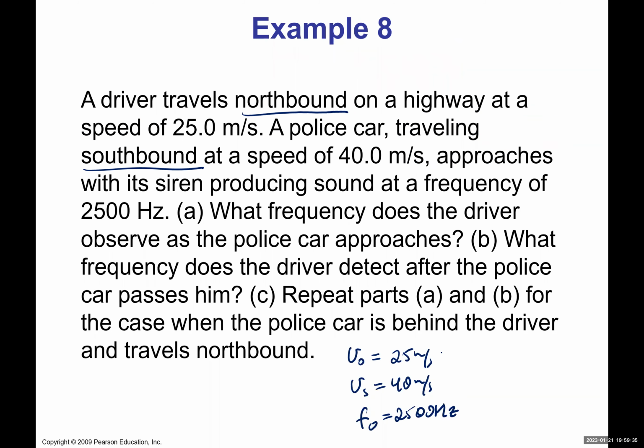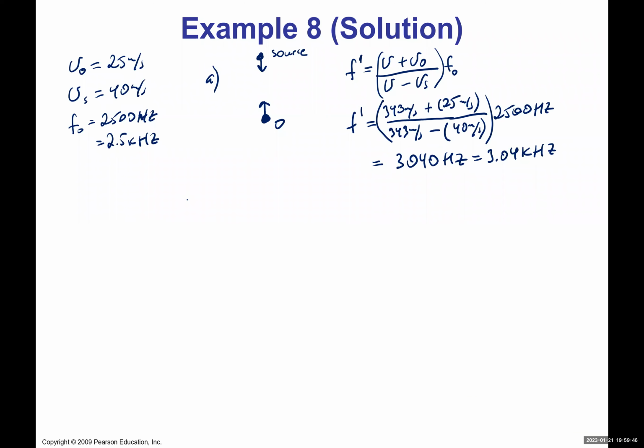Now, if we go back and look at part B, it says, what frequency does the driver detect after the police car passes him? So let's look at part B. As they move past each other, obviously this is not a collision, it's just basically like this. At this point, the observer still goes northbound, and the police car continues moving southbound. All right, so then using the same equation, v plus v of the observer divided by v minus v of the source, times the original frequency.